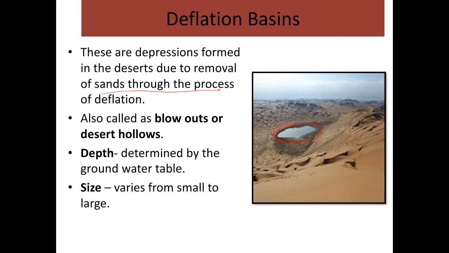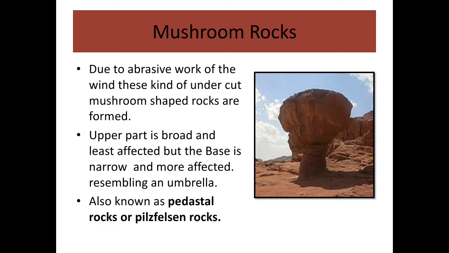In these basins, water also collects. These are also called blowouts or desert hollows. Depth is determined by the groundwater table, and size varies from small to large. So these are deflation basins. The next one is mushroom rocks. Here we can see the shape of a mushroom, so that's why we call it a mushroom rock. This is formed because of the abrasive work of the wind.